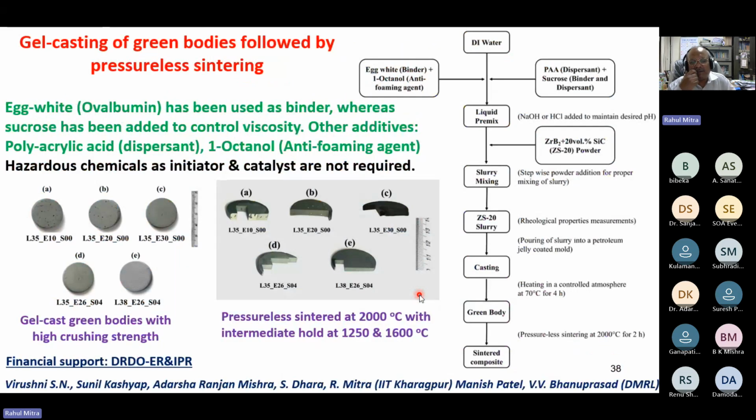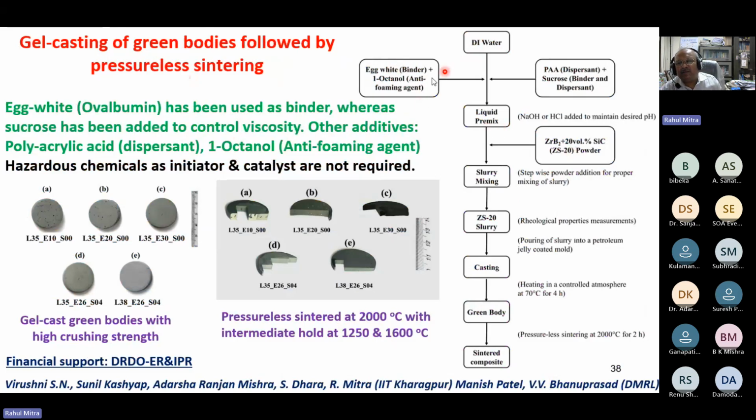And very recently we have tried another technique, gel casting of green bodies followed by pressureless sintering. Here we have used egg white, which contains ovalbumin protein, as a binder instead of phenolic resin, which is actually hazardous. Additionally, we have added sucrose to control viscosity, and we have made a slurry with ZrB2-SiC. And we have used a small amount of polyacrylic acid as dispersant, and a very small amount of 1-octanol as anti-foaming agent, so that the addition of egg white doesn't lead to any kind of foaming during mixing.